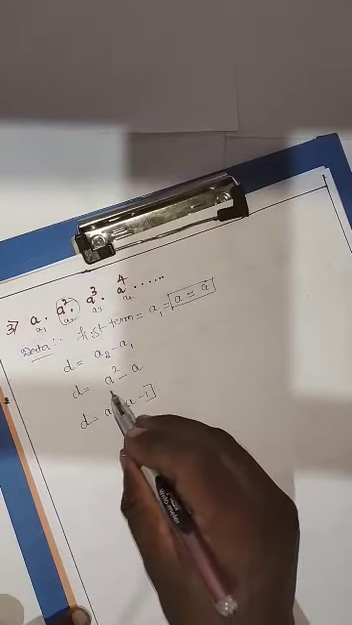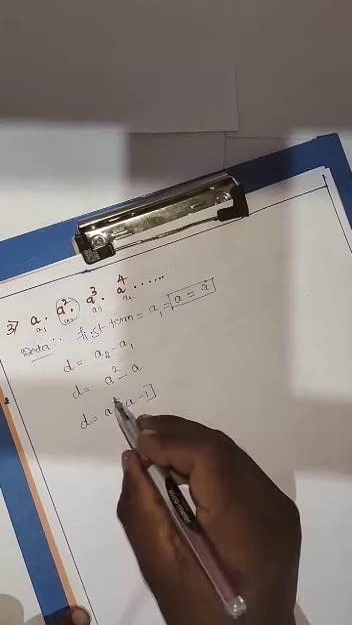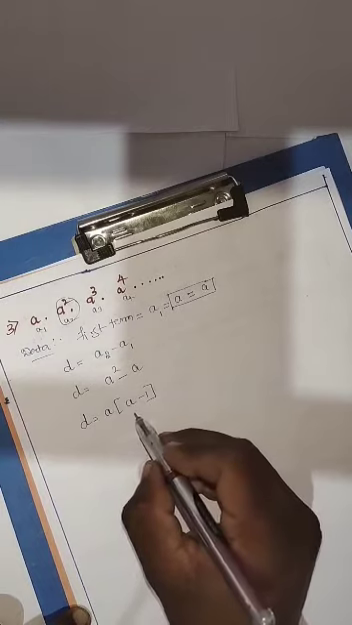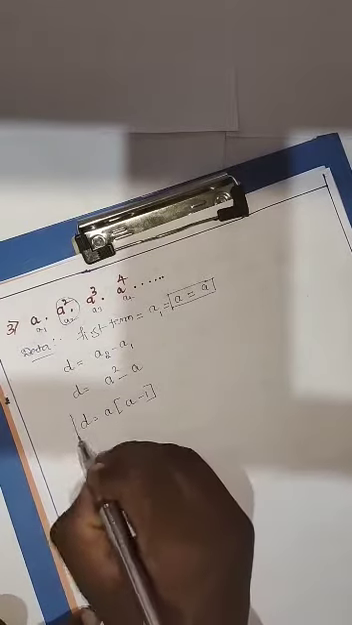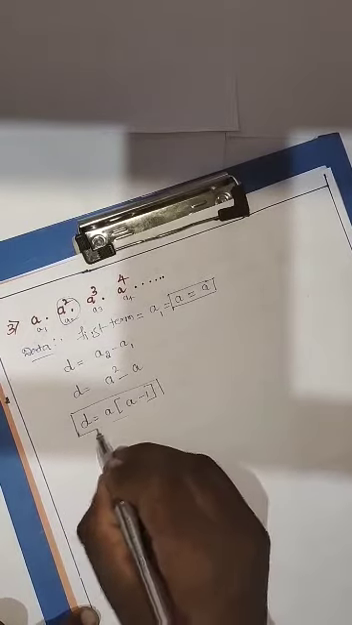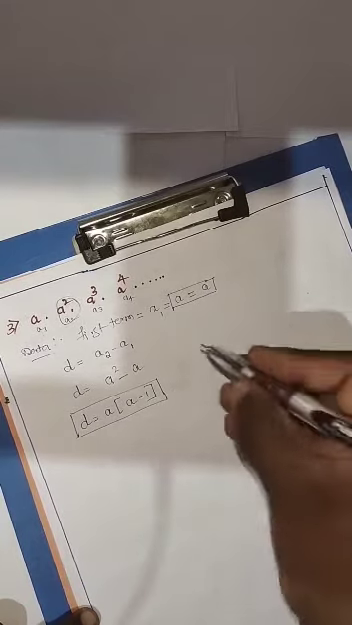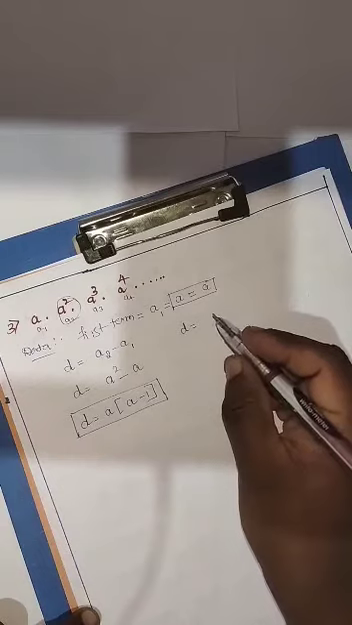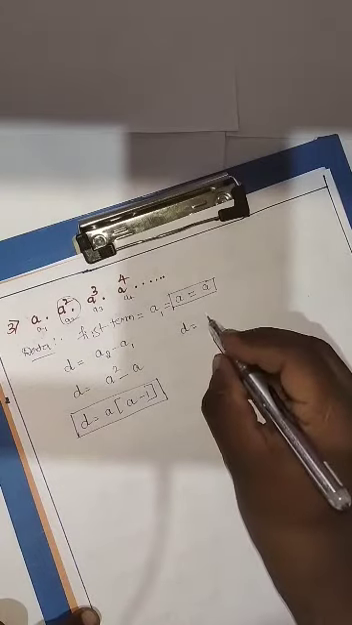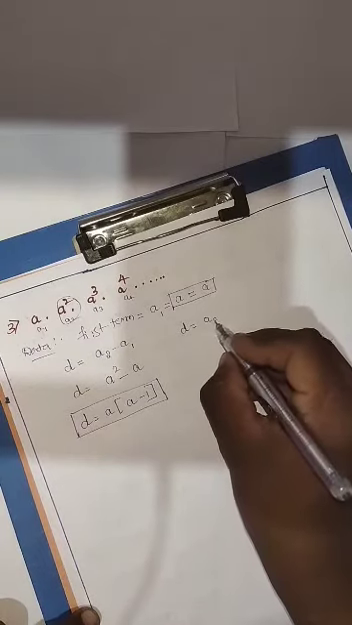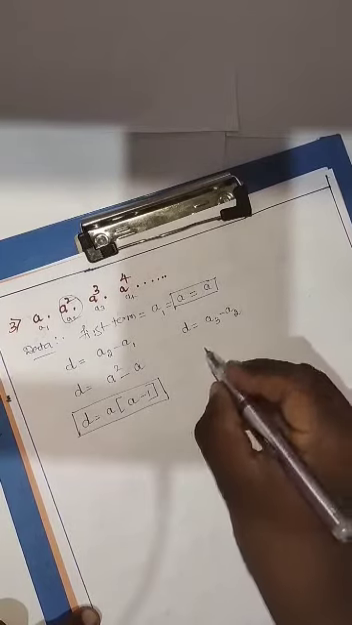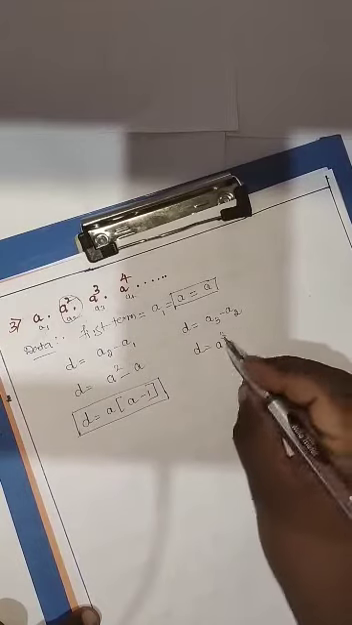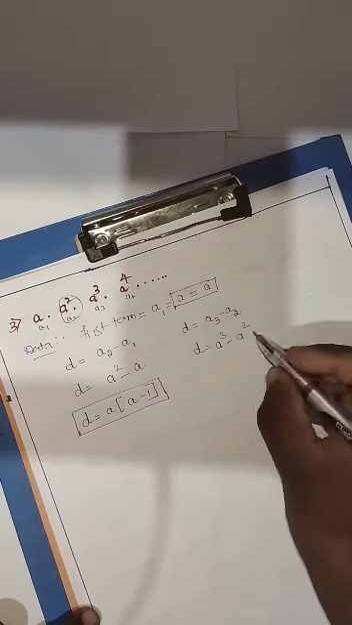We take a as common, then the remaining term is a minus 1. So that is a into a minus 1. Next I am going to find the common difference of the next two consecutive terms. So that is a3 minus a2. So d is equal to, here a3 is a cube minus the second term a2, which is a square.